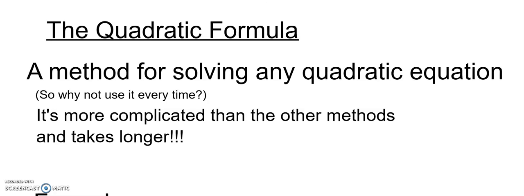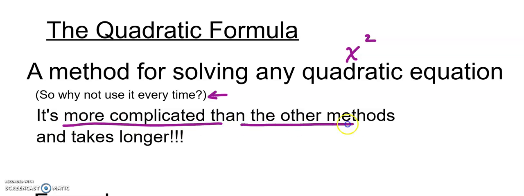Now keep in mind that the word quadratic means x squared, right? So I can always use this method. So why not use this method every time? Well, folks, it's more complicated than the other methods, and it takes longer. So if I can avoid using the quadratic formula, I will, okay? So I always want to go through the easiest to the hardest. Can I SAD map it? Can I factor it? Can I complete the square? And if I can't use any of those, but I still need to solve that quadratic, then I'm going to use the quadratic formula.